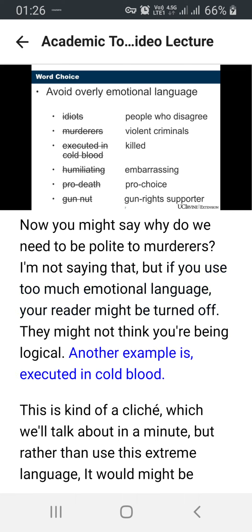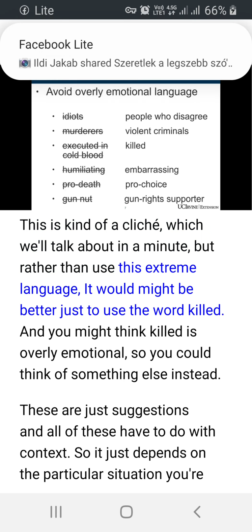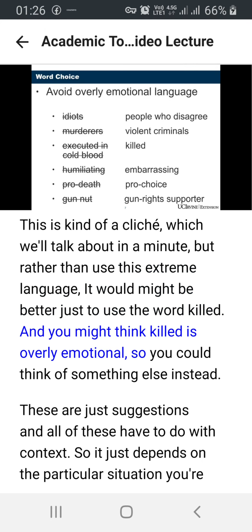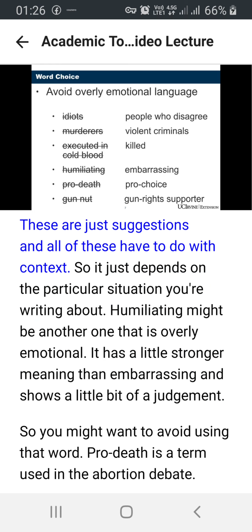Another example is executed in cold blood. This is kind of a cliche, which we'll talk about in a minute. But rather than use this extreme language, it might be better just to use the word killed. And you might think killed is overly emotional, so you could think of something else instead. These are just suggestions, and all of these have to do with context. So it just depends on the particular situation you're writing about.